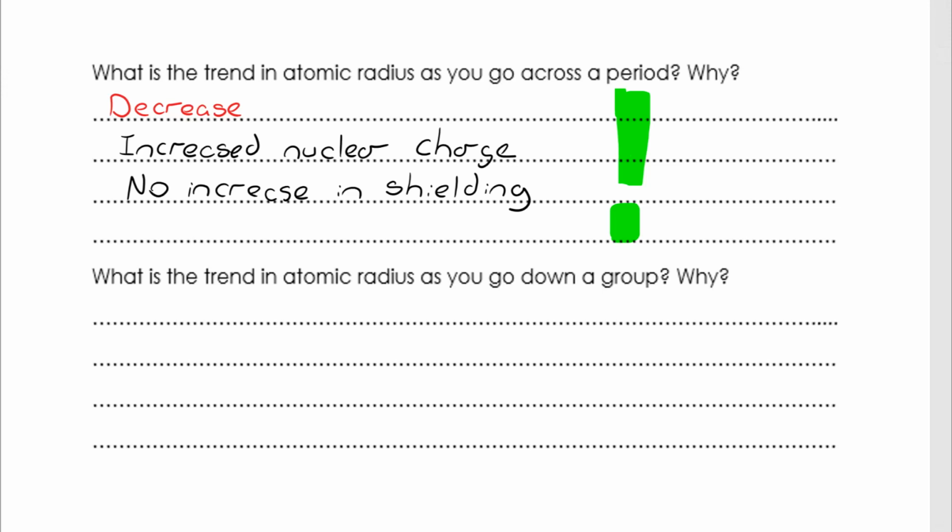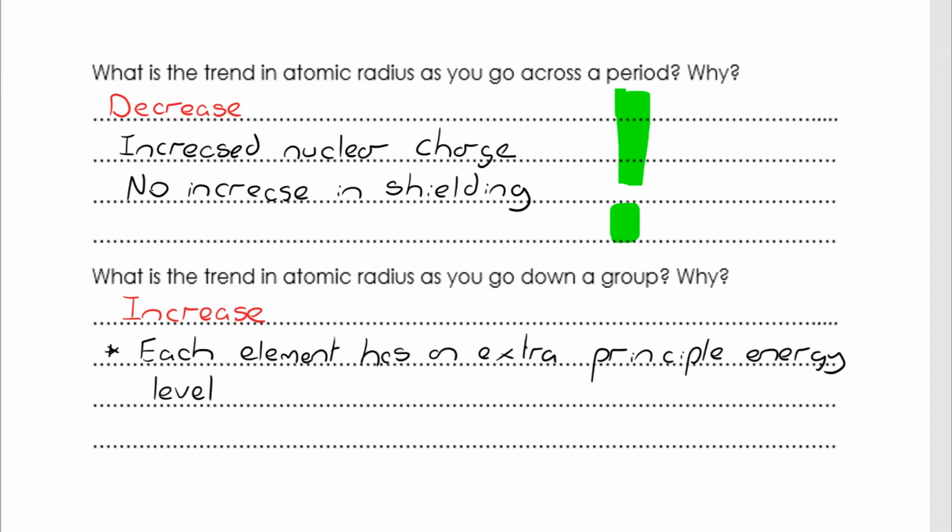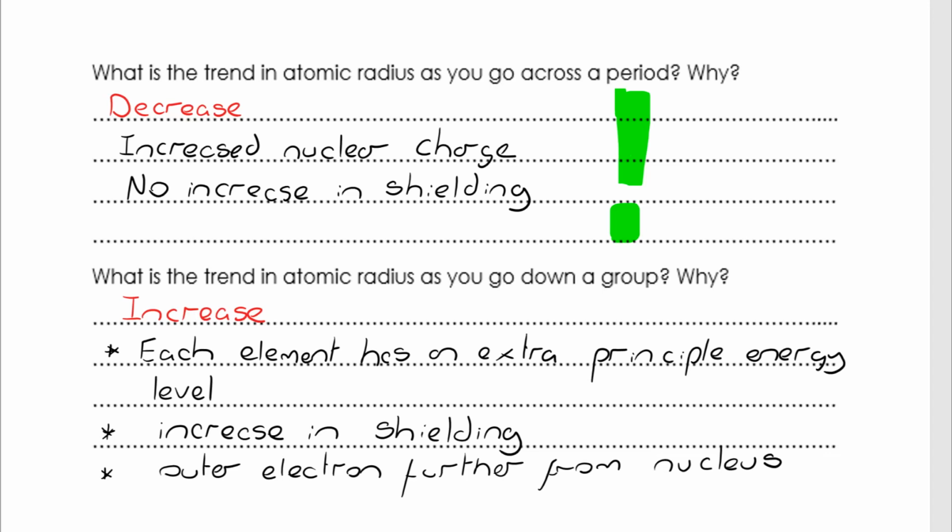Okay, let's take a look at down a group. Normally a more straightforward one, hopefully quite straightforward. It increases. And the reason why is that you've got an extra principal energy level every single time as you go down the group. So that means that the outer electron is further away from the nucleus, and that's really what atomic radius is. But there's also an increase in shielding. Each subsequent element has got more inner electrons repelling the outer electron. So the outer electron's further from the nucleus, and the atomic radius gets bigger.